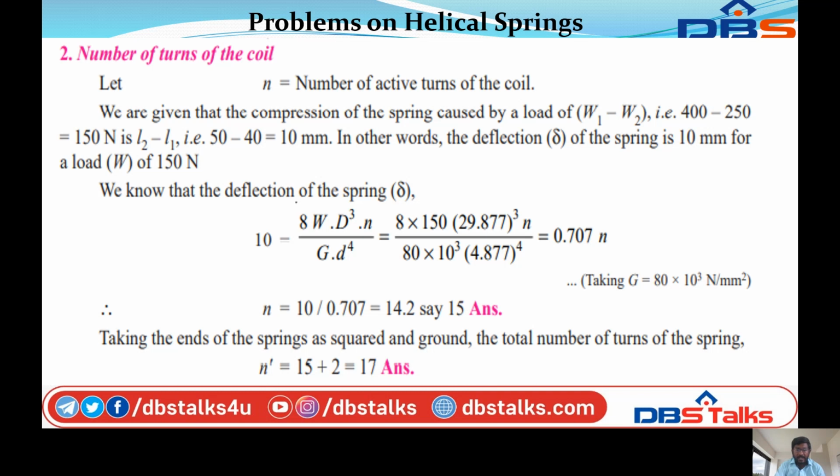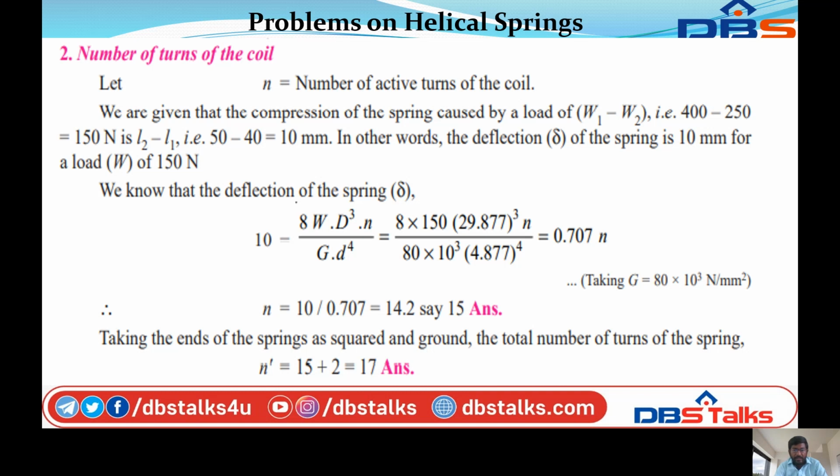We know that the deflection of the spring δ is equal to 8 × W × D³ × n by G × d⁴. Substituting the values, δ is equal to 10 and the load W is equal to 150. So 10 = 8 × 150 × (29.877)³ × n by G × d⁴, where G is the modulus of rigidity, the standard value 80 × 10³ N/mm².